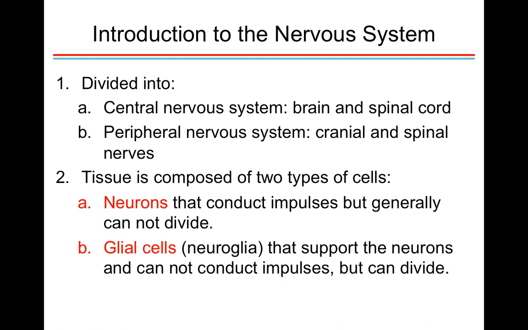Tissues in the nervous system are notably classified in two types. One type are neurons. The neurons are cells that conduct impulses, and these cells can generally not divide. And there are also glial cells, also called neuroglia, that support neurons and cannot conduct impulses, but these cell types can divide.